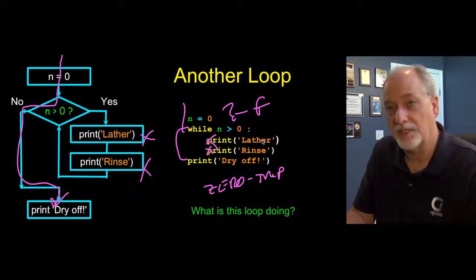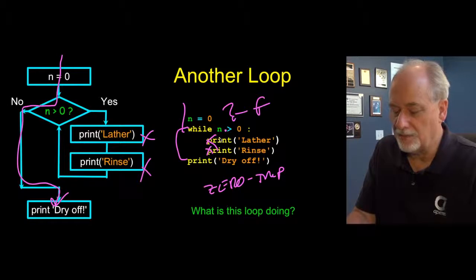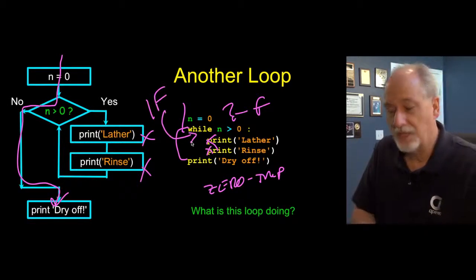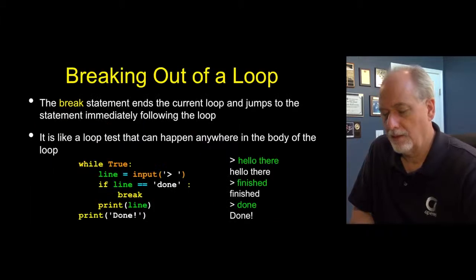They are not even guaranteed to run once. They're going to run maybe 0 times. And in this respect, it functions exactly like an if statement, right? Meaning the first time through the loop, if it's not true, it's just going to skip right by it. So there's a couple of ways of getting out of loops.